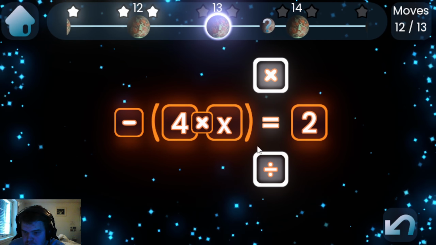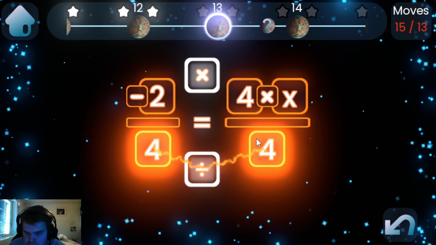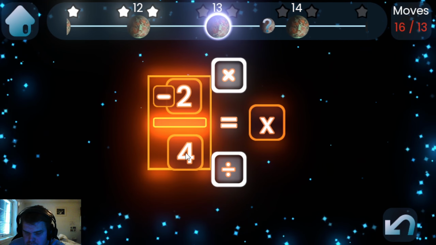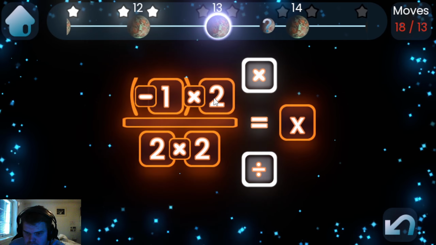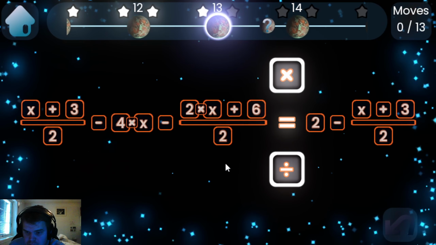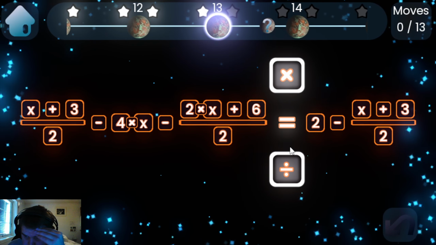Okay, I spent too many moves doing that. I can see that now, because if I actually finish this, right? Let me just finish it. But yeah, that was 6 moves too many. Holy crap. So there's definitely an easier way to do this.